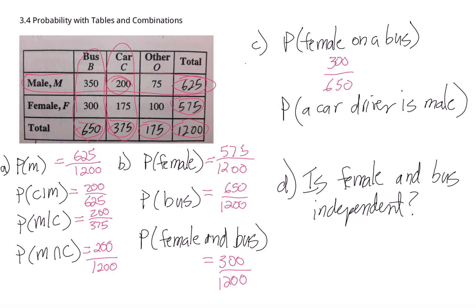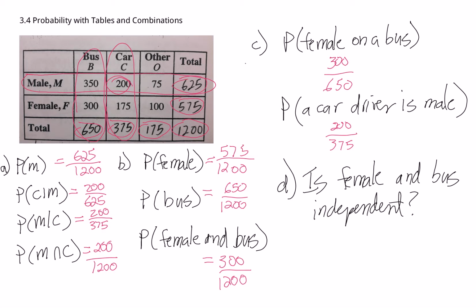Okay, and the next one, same kind of question. We know that it's a car driver, so we don't know how many car drivers are males. We just look at the car drivers and we want to know the males, so that'd be the 200 out of all the car drivers, which was 375. Okay, so just be careful with the wording. Sometimes it's a little bit confusing. So that's how you do these kind of questions.